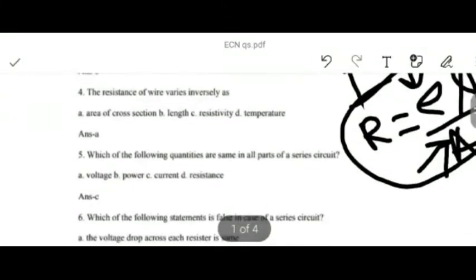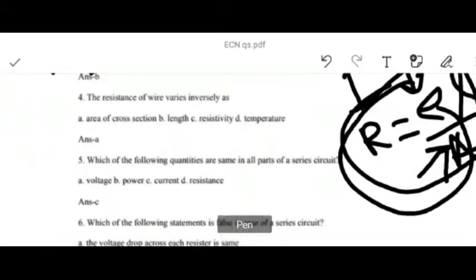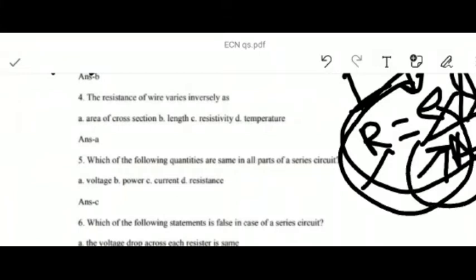In the fourth question, the resistance of wire varies inversely as. We can see here resistance is directly proportional to resistivity, directly proportional to length, but inversely proportional to area of cross section. So here it is asking about inversely proportional, so option A will be our correct answer.